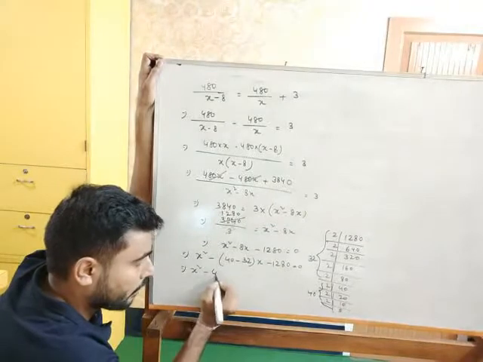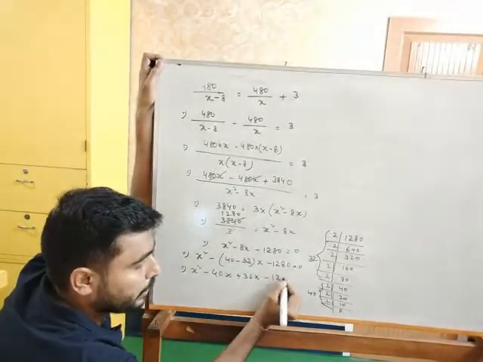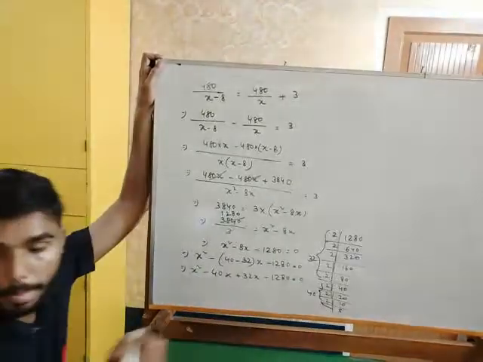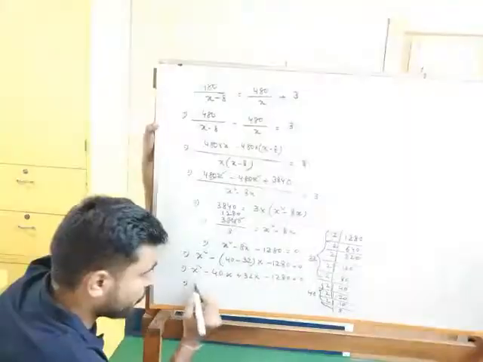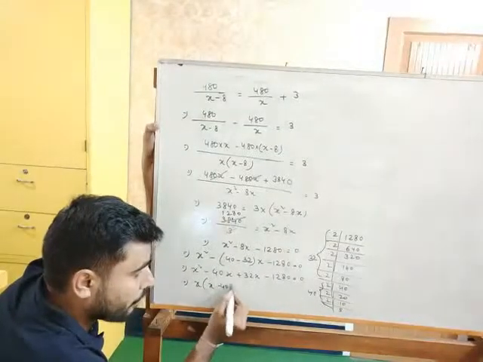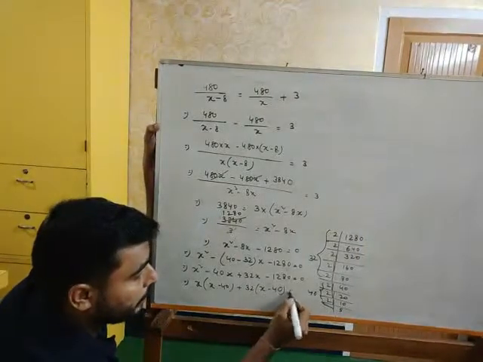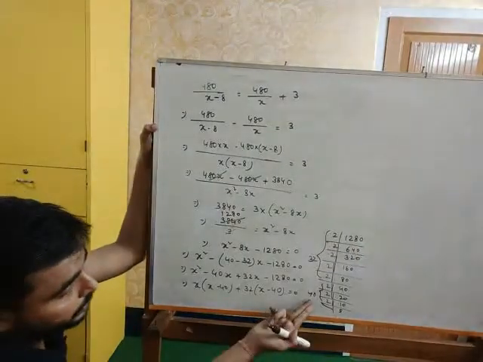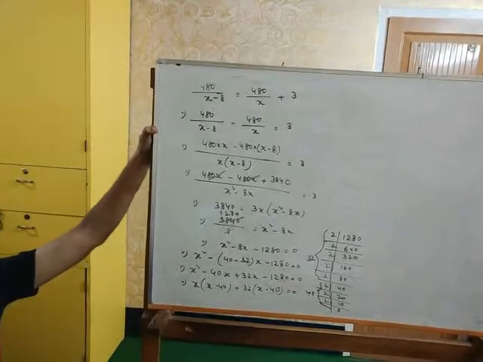x square minus 40x plus 32x minus 1280 is equal to 0. Got it, all of you? From the first two, we can take x as common, so it will be x minus 40, plus 32 taken common, it will be x minus 40 is equal to 0, because 32 into 40 will give you 1280. Clear?